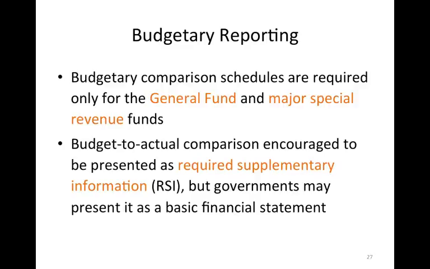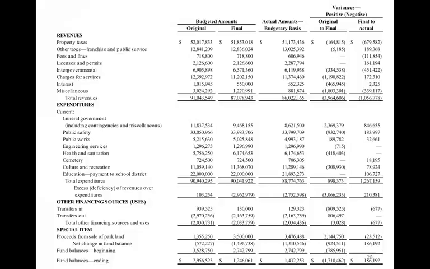Now, the budgetary to actual comparison schedule is encouraged to be presented as required supplementary information, or RSI, but governments have the option to present it as a basic financial statement. That obviously is going to have some impact in terms of audit coverage, but I wouldn't in any sense feel less reliant on a budgetary comparison schedule presented as RSI than I would if it were presented as a statement. I still think that information is going to be highly reliable.